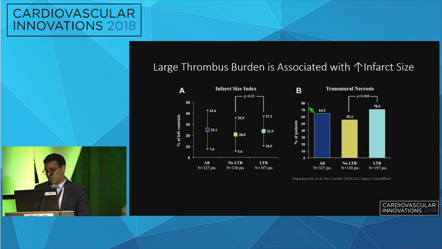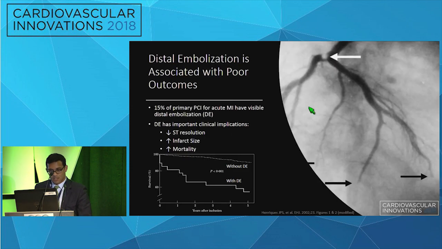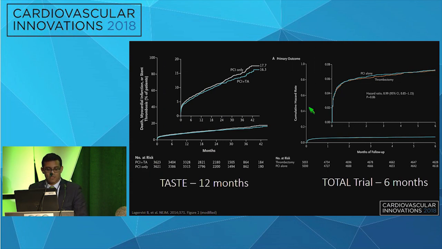And also on cardiac MRI findings, they found that there was a higher incidence of transmural necrosis in patients with a large thrombus burden. Part of that is due to distal embolization, which we already know is associated with poor outcomes. It's frequently seen in patients that present with an acute MI, up to 15% of those patients. And this is important because distal embolization is associated with a lower likelihood of ST resolution, higher infarct size, and worse mortality.